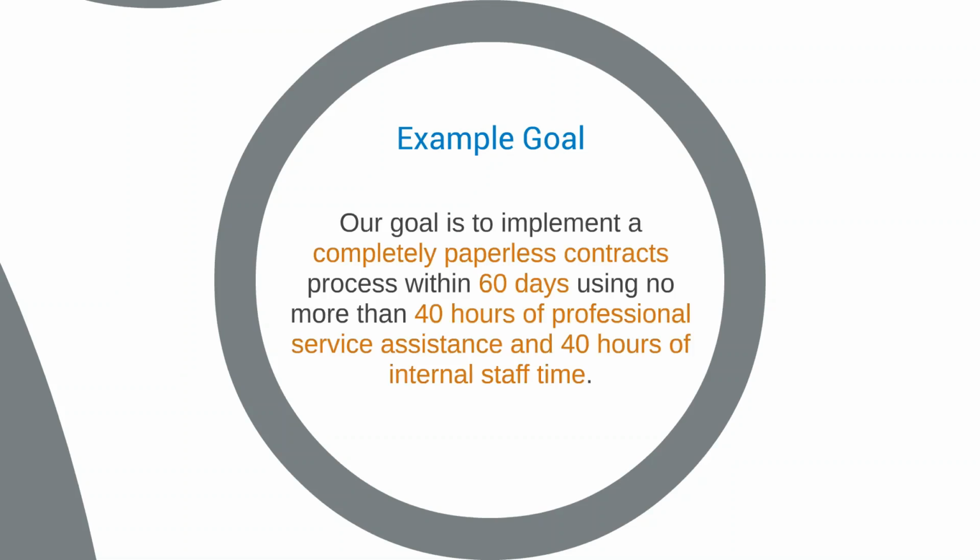So you can see this goal will include all of our different aspects. So the main project that we're going to do here is completely paperless contracts, right? That's what we want for performance. For time, we have 60 days. And for resources, we have 40 hours of professional service assistance and 40 hours of internal staff time. And that gives us a really good definition of high-level overarching goals that we want to approach this project. And that's also going to help us define later on down the line what we can fit into that goal.